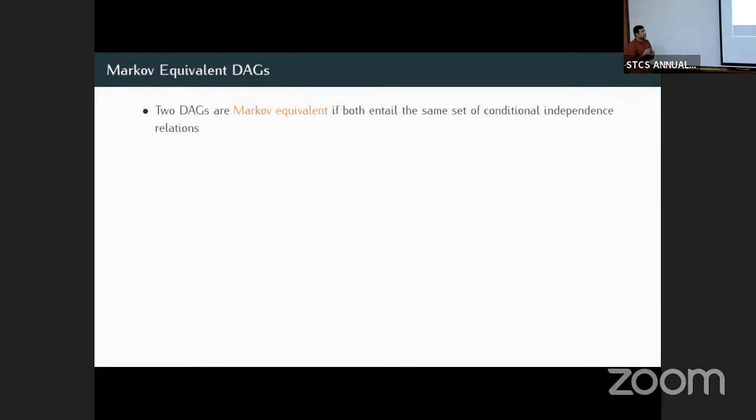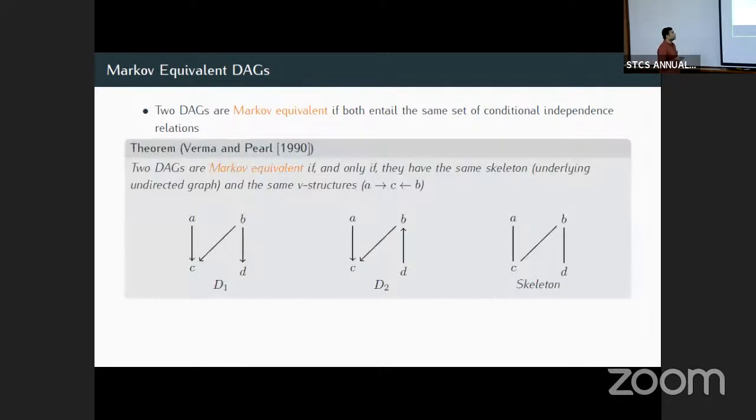There can be more than one DAG which represents the same conditional independence relations. We call them Markov equivalent. Verma and Pearl give a necessary and sufficient condition for two DAGs to be Markov equivalent. They say that two DAGs are Markov equivalent if and only if both have the same skeleton and the same set of base structures. Skeleton means the underlying undirected graph.